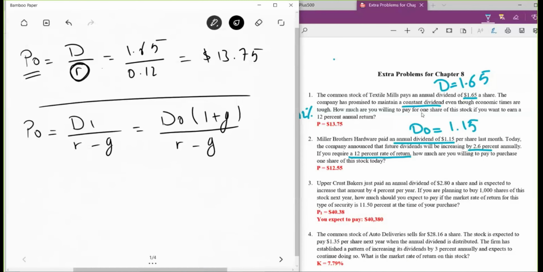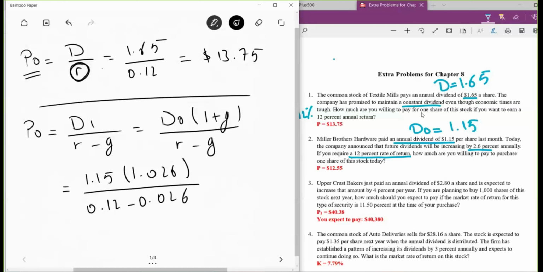So this is equal to 1.15 into 1 plus the growth rate, so 1.026, divided by R, 0.12 minus 0.026, and the answer is 12.55.